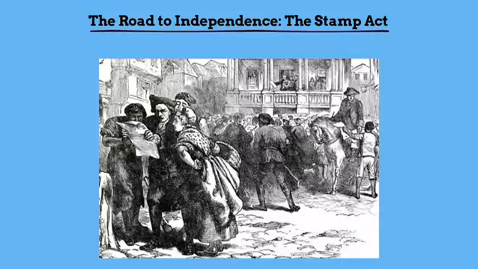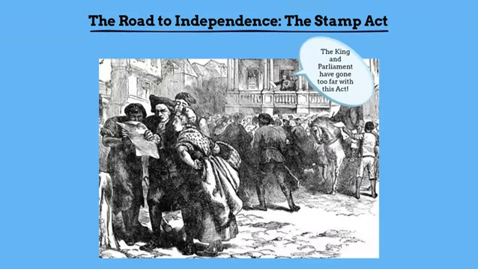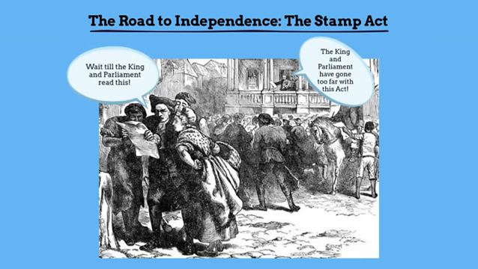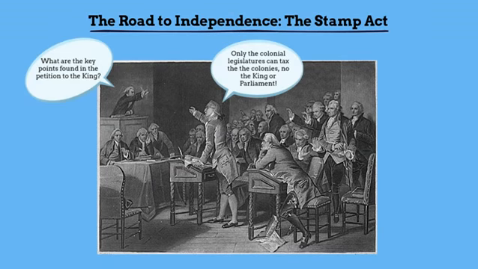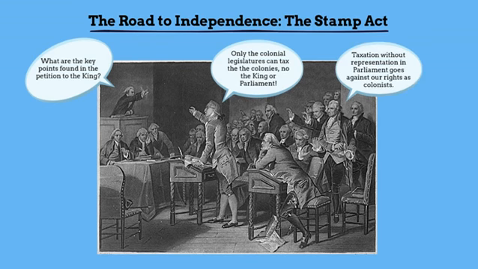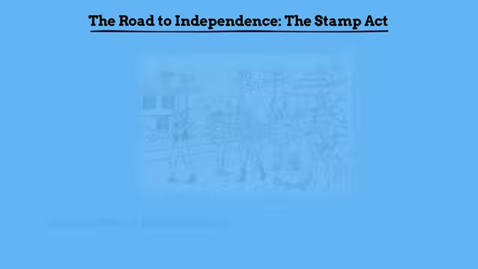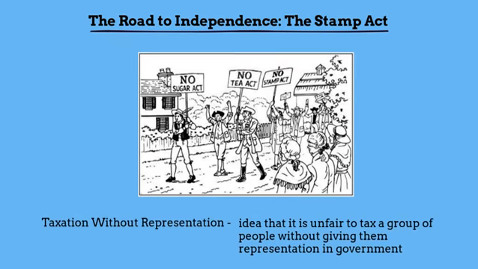In response to the Stamp Act, colonists began to organize and speak out with their grievances or complaints against the king and Parliament. Colonists sent a petition to the king stating that only colonial legislatures can tax colonists, and that taxation without representation in government went against the colonists' rights. Taxation without representation is the idea that it is unfair to tax a group of people without giving them representation in government.